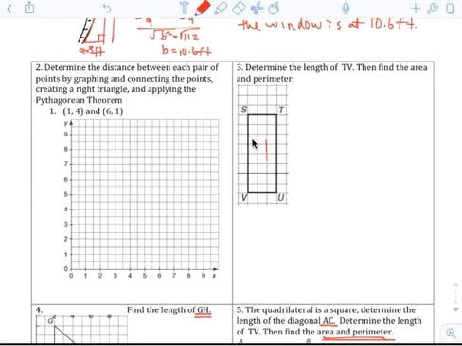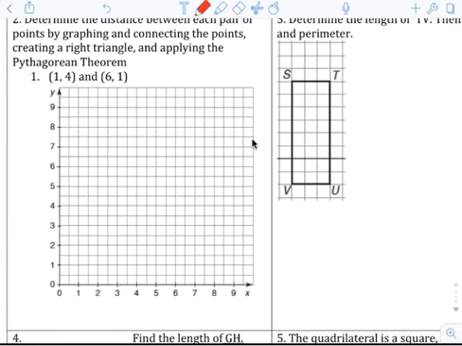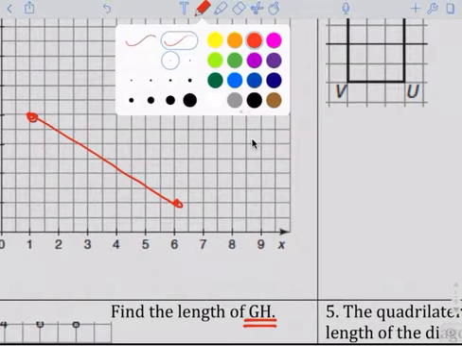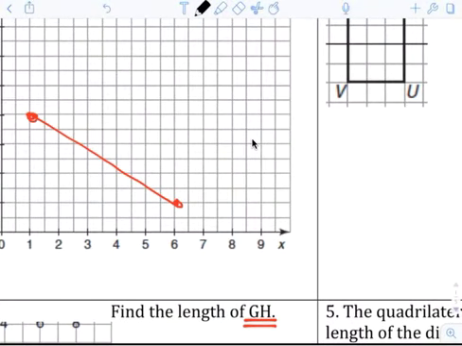Okay. Most students will know what to do. 1, 4, 6, 1. Find a diagonal. Put another dot right there. Draw a line. Perfect. That works.